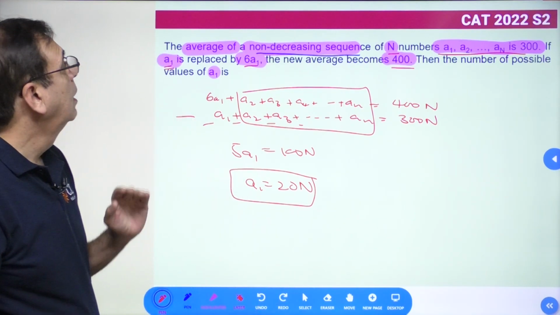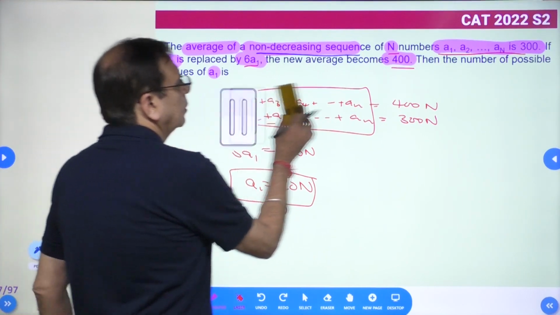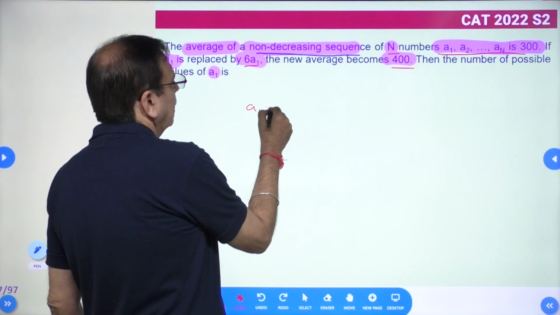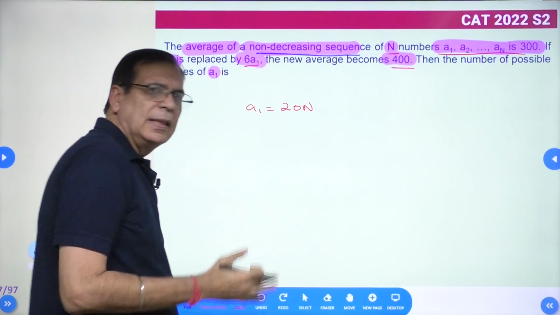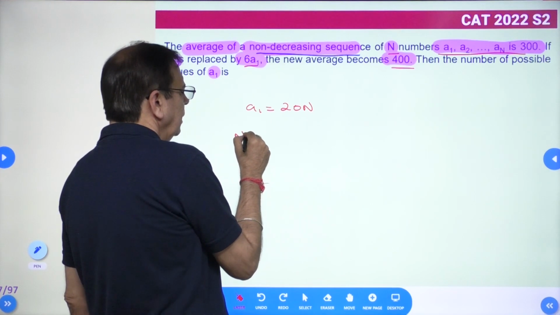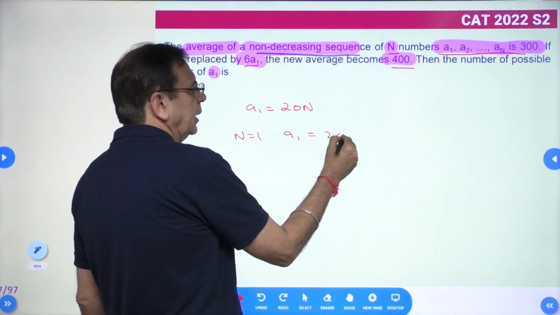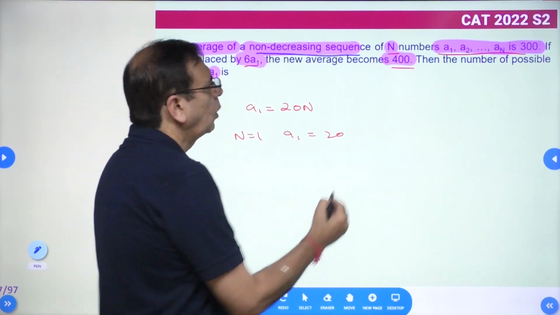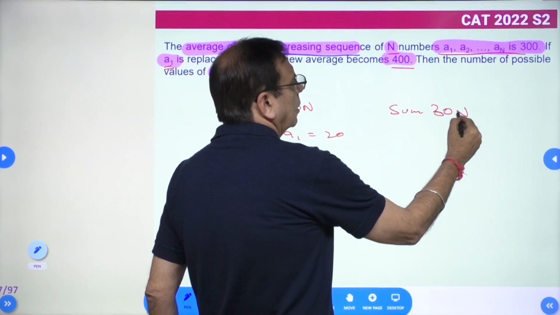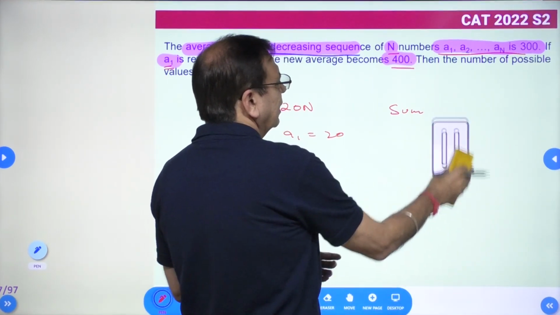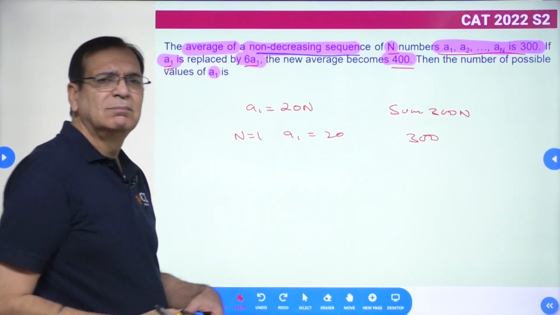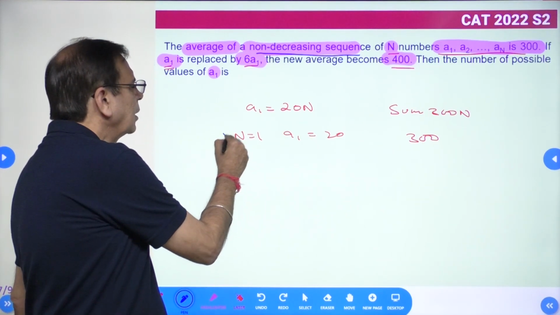We want to find the number of possible values of A1. Okay. So we know that A1 is equal to 20n. Keep putting in values of n and see what happens. If n is equal to 1, A1 will come to 20, sorry. Okay. But what is my sum going to be? My sum has to be 300n. Sorry, I wrote it wrong. Sum has to be 300n. So can my sum be 300? No, it cannot. That means this is a wrong case.